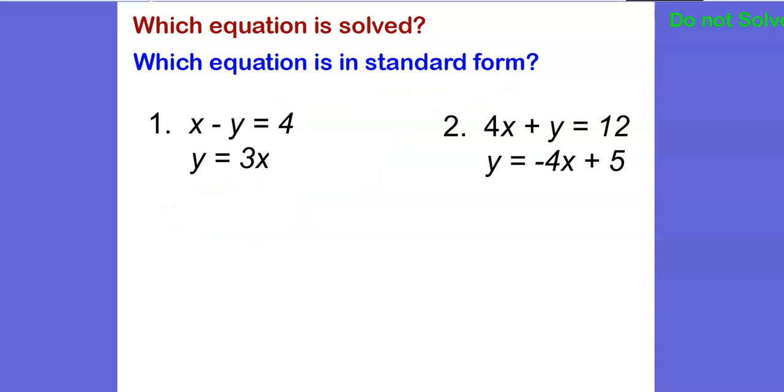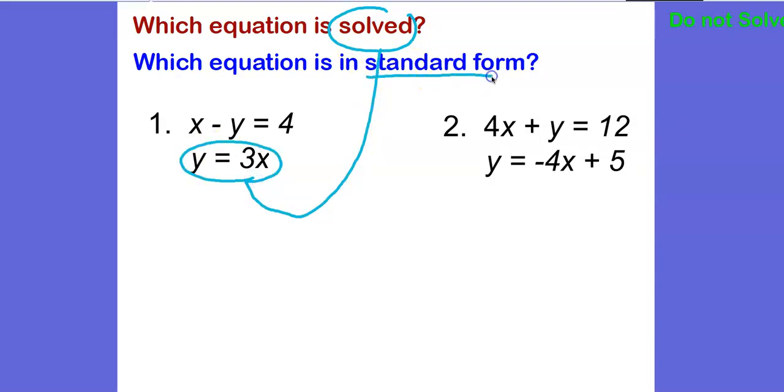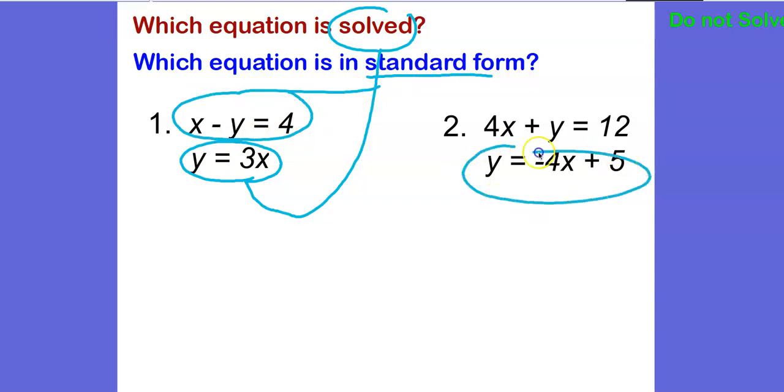In the next slide, again, you're just watching. In number 1, the equation that is solved for a variable is going to be this second one here. And the equation in standard form is this first one. In the second question, this y equals negative 4x plus 5 is solved for. And this first equation is in standard form.